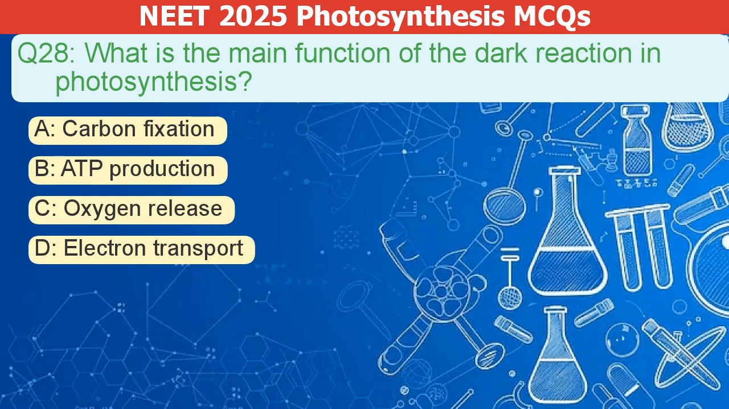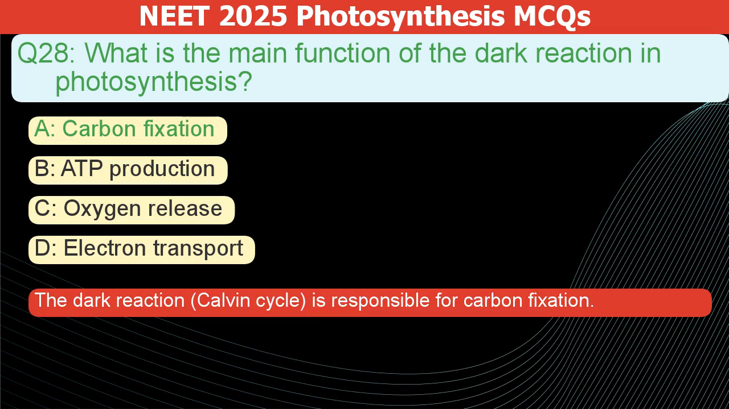What is the main function of the dark reaction in photosynthesis? A. Carbon fixation. B. ATP production. C. Oxygen release. D. Electron transport. The correct answer is A. The dark reaction, also known as the Calvin cycle, is responsible for carbon fixation.